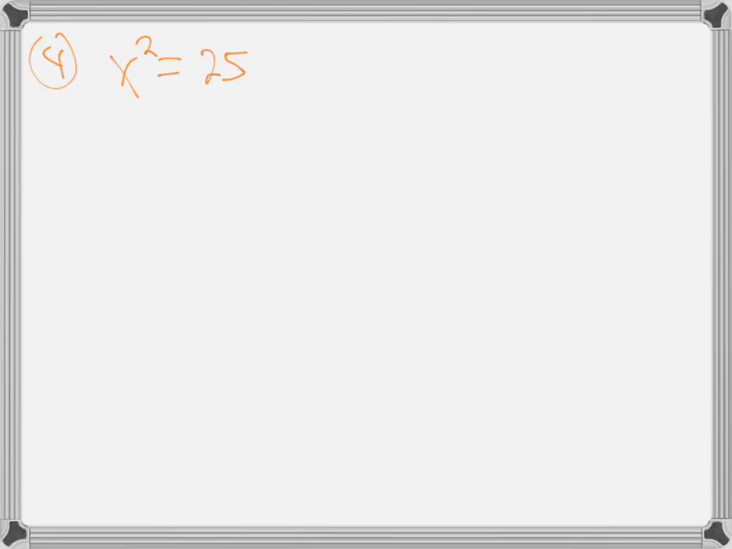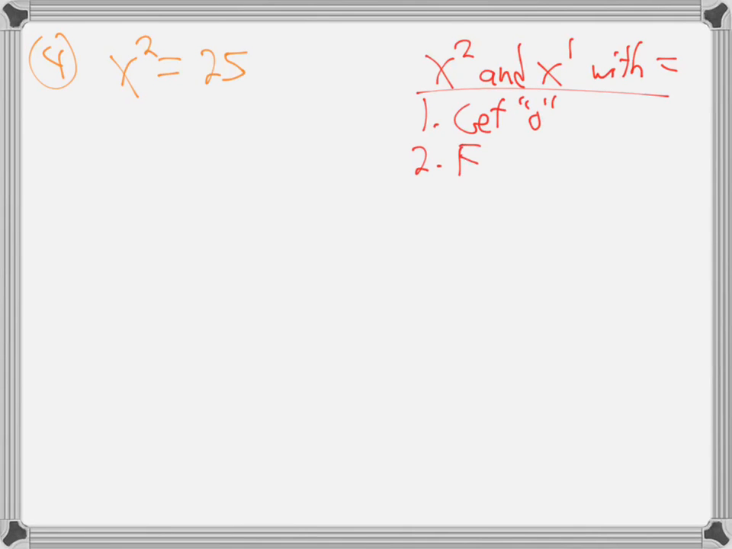The game plan I just gave you, let me refine it a little bit now. If you have x squared and x to the first, with an equal sign, do that plan. Get a 0, factor, each part equals 0.